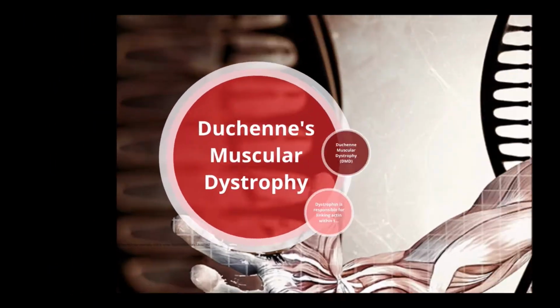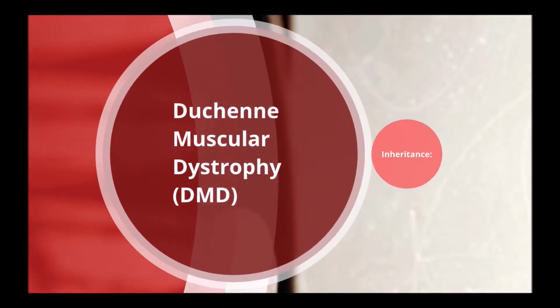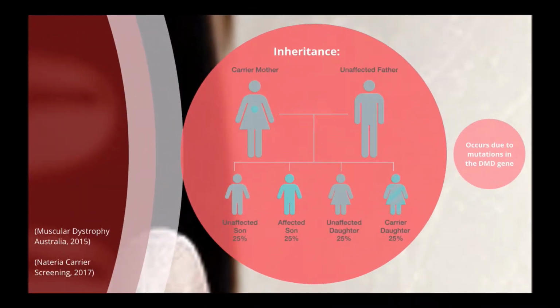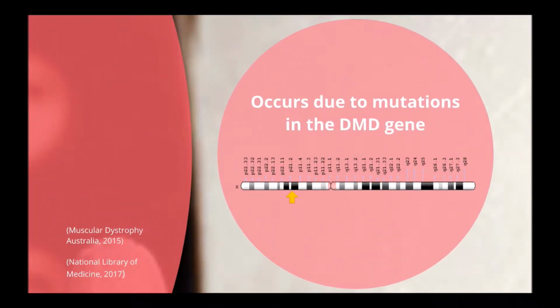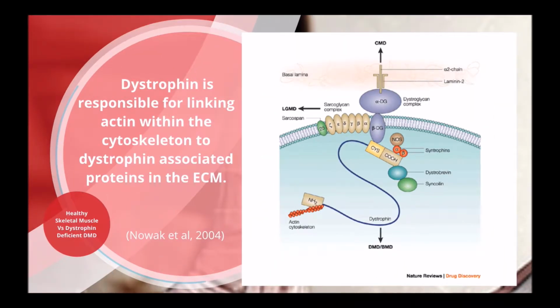Duchenne's muscular dystrophy is an X-linked recessive disorder. As such, it generally affects young males. Duchenne's is caused by changes to the DMD gene, which produces the protein dystrophin. Dystrophin is a large structural protein which is responsible for linking actin within the cytoskeleton to dystrophin-associated proteins in the ECM.